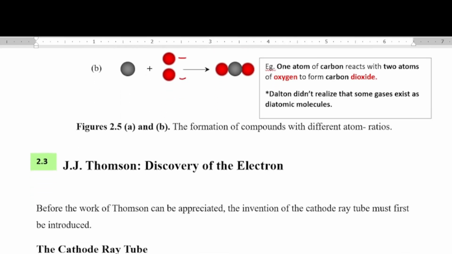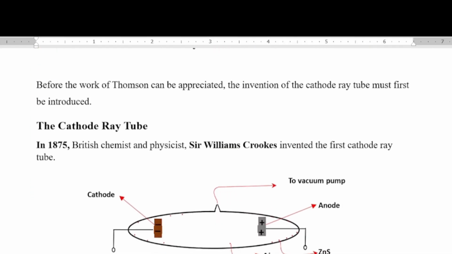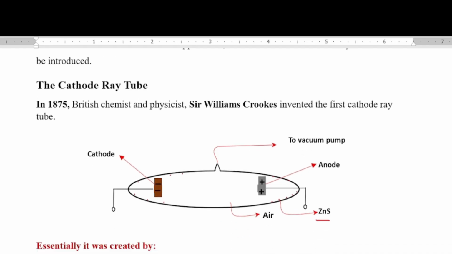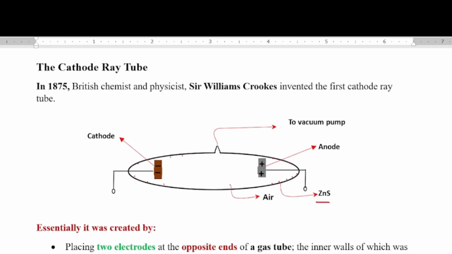Thomson's Discovery of the Electron. Before the work of Thomson can be appreciated, the invention of the cathode ray tube must first be introduced. The cathode ray tube. In 1875, British chemist and physicist Sir William Crookes invented the first cathode ray tube.